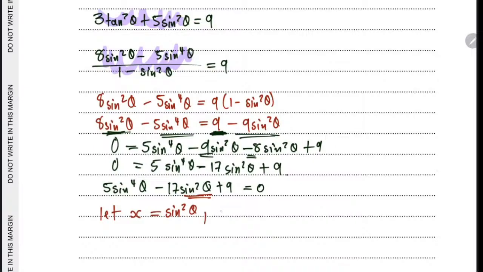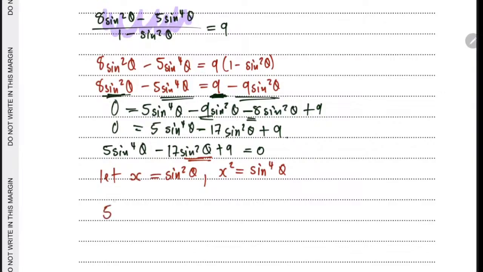Automatically, it will mean that x squared will now be sine to the 4 theta. You see? Because x squared will be sine squared theta all squared, which means x squared will be sine to the 4 theta. You get it? So you now say 5 sine to the 4 theta is 5x squared minus 17x plus 9 is equal to 0. You now have it as a quadratic. Can you see that? Which means you now solve the quadratic equation.